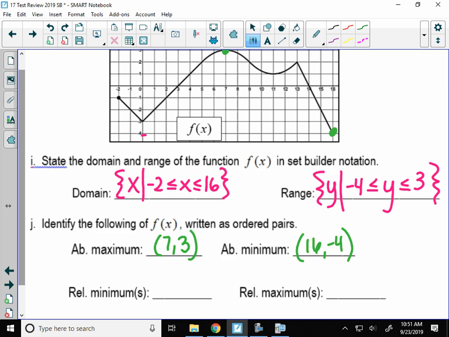Relative minimums are your turning points that are low turning points, or valleys. So my low turning points here are at 0, negative 3. And then also, it looks like I have one here at 11, 1. Those are my relative minimums.